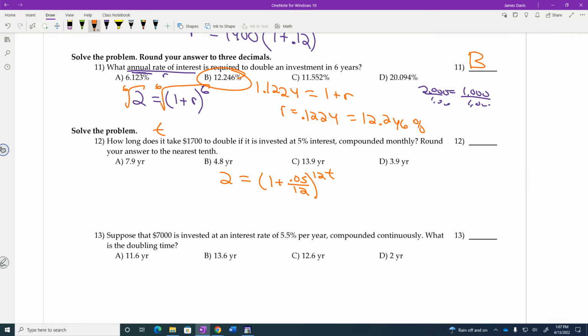Okay, so now what do we do for this one? Do a 12th root? Yeah, this one's a natural log because the t is up in the exponent. If it was just a 12, we could do a 12th root, but this has a t. So we have to do a natural log. Natural log allows us to bring the exponent down, so we have natural log of 2 equals 12t times natural log of 1 plus 0.05 over 12.